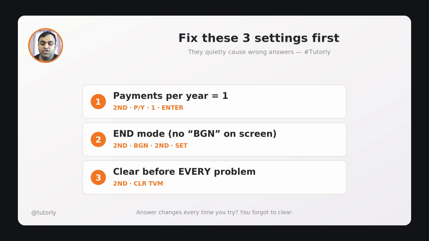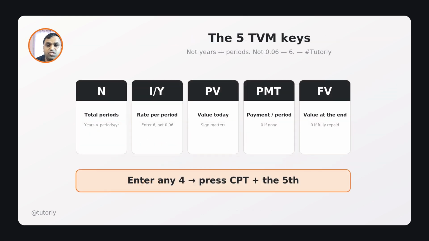The next and the last setting, and this is the big one. You trust me? Clear before every single problem. The calculator remembers your last problem. So those old numbers sit in the keys and poison your next answer. So before every new question, 2nd, CLR TVM. Make it a reflex, like clicking your seatbelt. This one habit prevents more wrong answers than anything else on this list. So you just trust me.